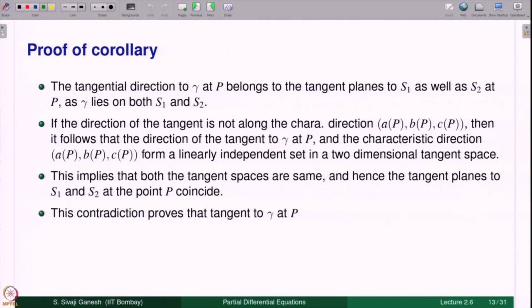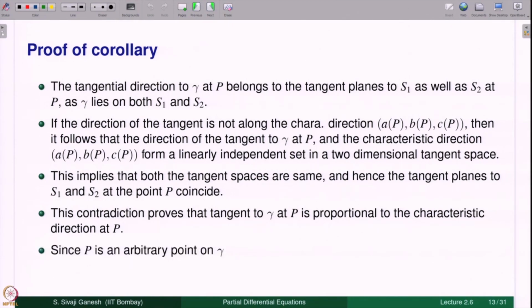Therefore, we have assumed they do not touch each other. Therefore, this contradiction proves that the tangent to gamma at P is not independent of the characteristic direction, it is linearly dependent, so proportional to the characteristic direction at P, which means the curve gamma has characteristic direction at P, and P is an arbitrary point, that means the curve is a characteristic curve.